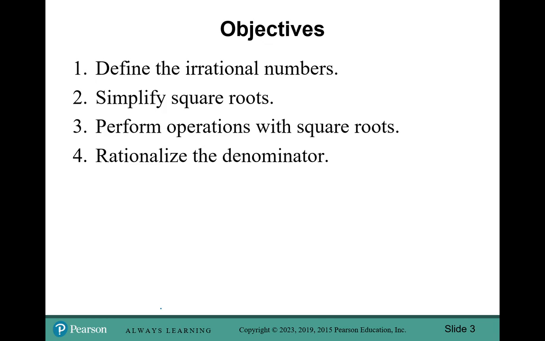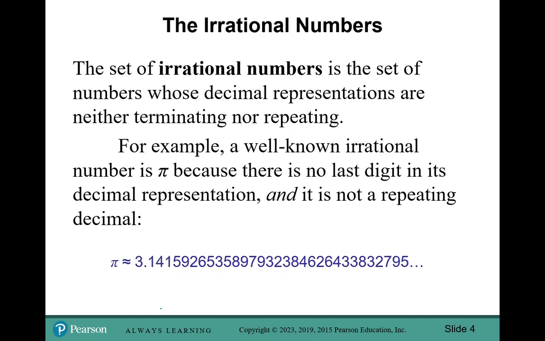Alright, our objectives here. Number 1, we're going to define the irrational numbers. Number 2, we're going to simplify square roots. Number 3, we're going to perform operations with square roots. And number 4, we're going to rationalize the denominator, so that even if it's irrational, at least the denominator is rational.